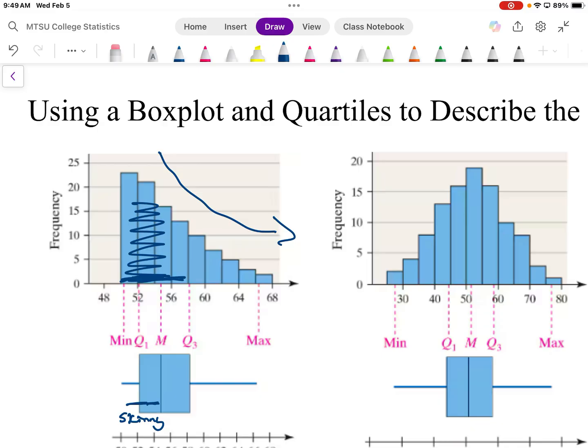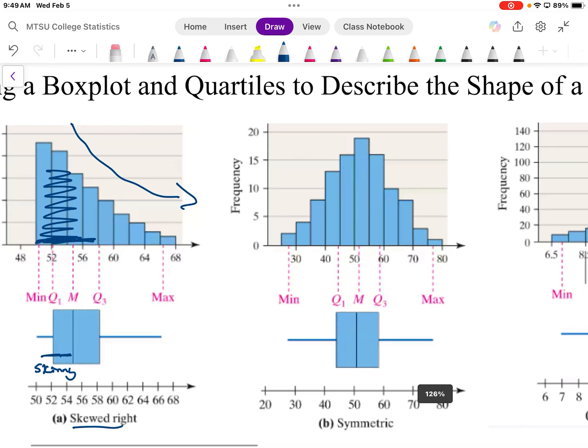Okay, and so paying attention to the widths of the whiskers and the boxes can dictate which way I am skewed, right or left. It's easy to tell when it's a histogram or a dot plot. A box plot's a little different, okay? So pay attention to how wide the portions are and go from there. For a symmetrical box plot, the boxes look about the same width and the whiskers are the same lengths.